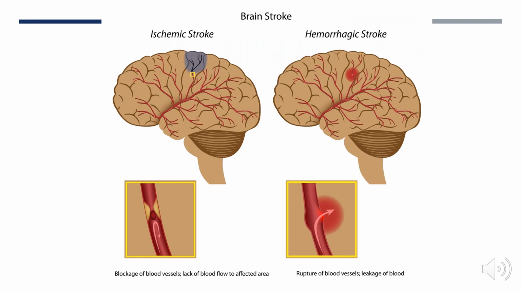So here is an image showing the difference between the two types of strokes, ischemic and then hemorrhagic. So ischemic is when the blood vessels are blocked, impeding flow, and a hemorrhagic is when there's a rupture of the vessel leaking into the cerebral area.